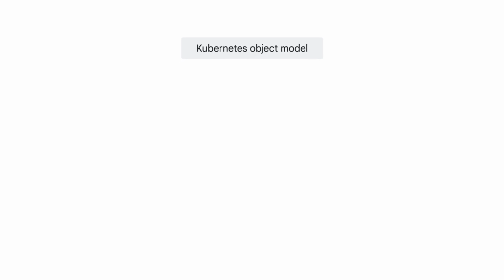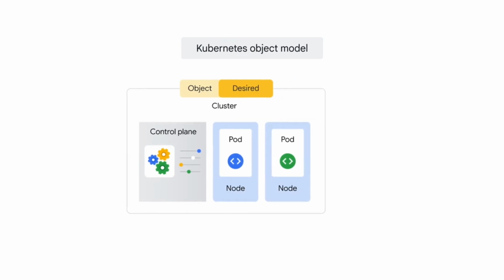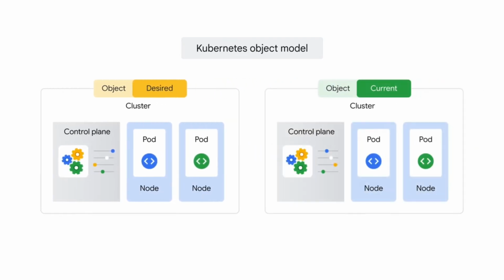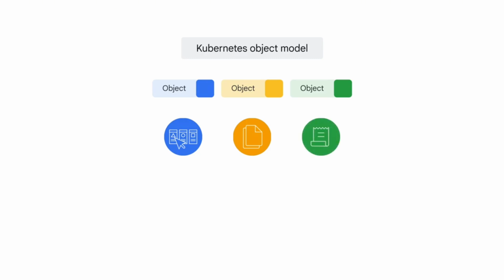A Kubernetes object is defined as a persistent entity that represents a state of something running in a cluster, its desired state, and its current state. Various kinds of objects represent containerized applications, the resources available to them, and the policies that affect their behavior.